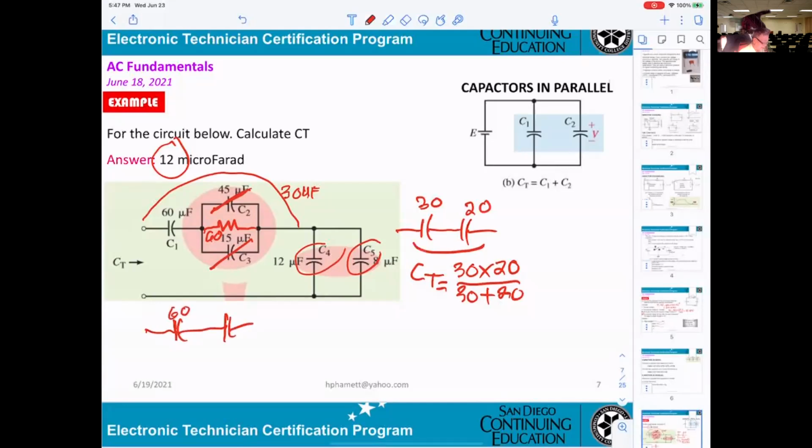You get that guy here and that guy here, 60 and another 60. So you calculate with the formula, for example, C total for this one using C1 times C2 over C1 plus C2. That's why you get 60 times 60 divided by 60 plus 60, and that gives you 30.